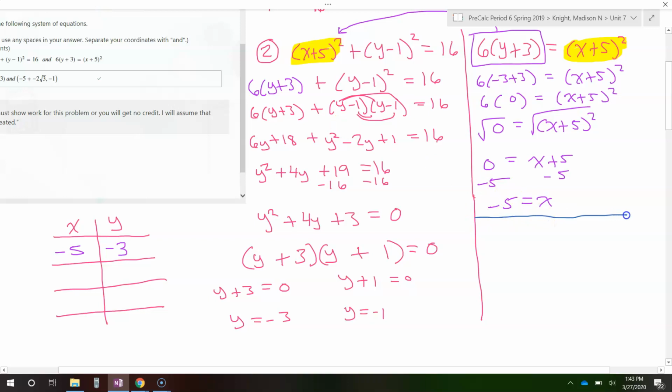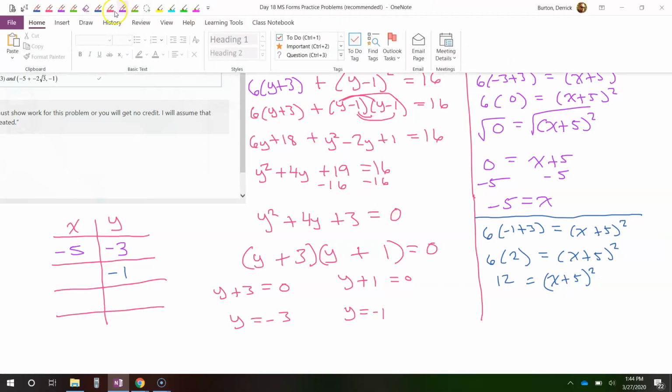I'm just going to put a line right here. Now I'm doing a y value of negative 1. I'm using the same equation, but I'm putting in a negative 1. So this will be 6 times negative 1 plus 3 is equal to x plus 5 squared. So this will be 6 times 2 is equal to x plus 5 squared. So that's 12 is equal to x plus 5 squared. It is time to take the square root of both sides.